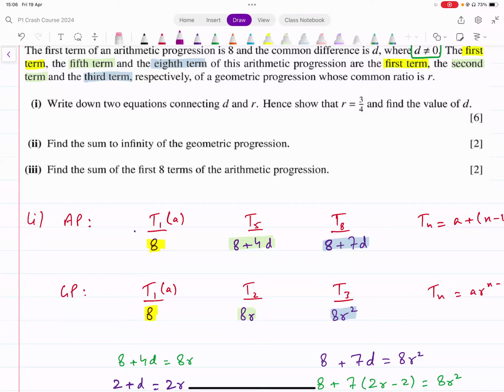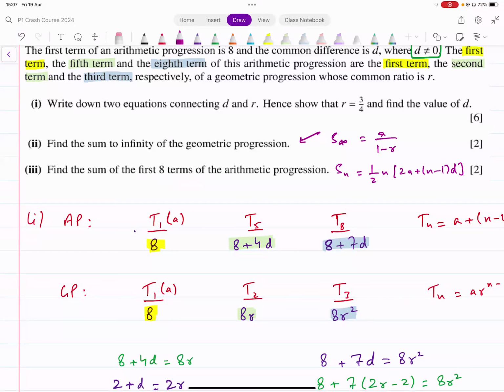Now, the second and third parts of this look pretty straightforward. Sum to infinity for the GP is just a over 1 minus r. You've got the value of a, you've got the value of r, so you can just apply that formula. Then for the sum of the first 8 terms, just apply the sum formula for the AP: half into n into 2a plus n minus 1 times the difference. Again, you know the value of a and the difference now. Just input those values to get the sum as well. So you just have to apply formulas, input values, and you get the result.